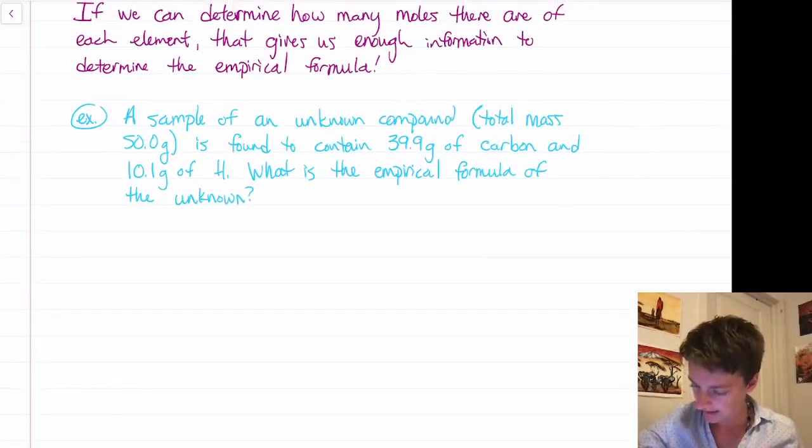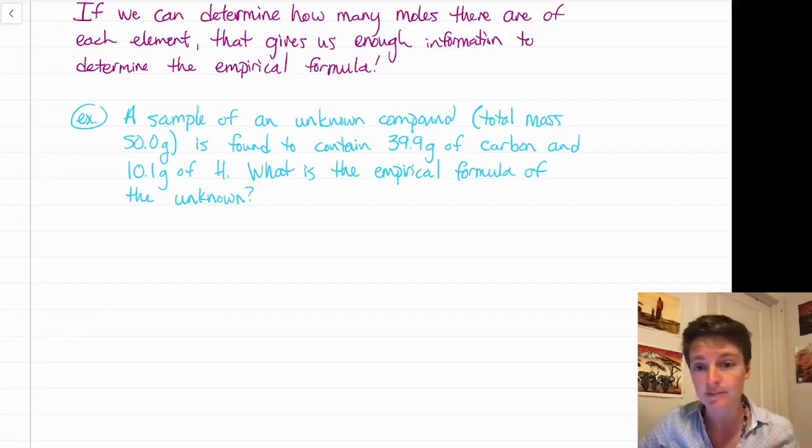So let's suppose that we have a sample of an unknown compound, and what we know about this compound is that our sample has a mass of 50 grams, and of that 50 grams, 39.9 grams of it is carbon, and the rest of it is hydrogen. And we want to figure out what the empirical formula of the unknown is. The first step in this process, I think, is to notice that 39.9 plus 10.1 gives us 50 grams. And so we don't need to worry about there being elements present in this compound aside from carbon and hydrogen.